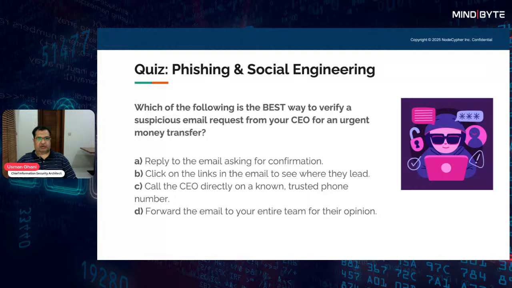And the last one was to forward the email to your entire team for their opinion, again, you may be spreading a virus within your organization. So the correct answer is C, call the CEO directly on a known trusted phone number. And this is what you should be doing in a lot of other situations as well.